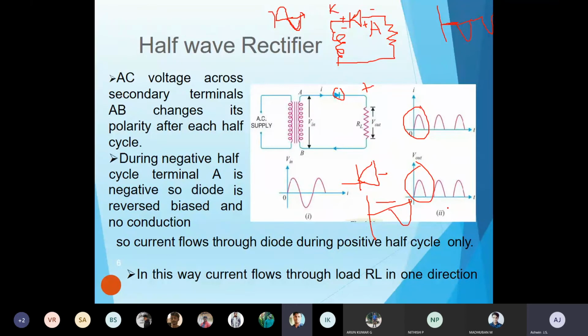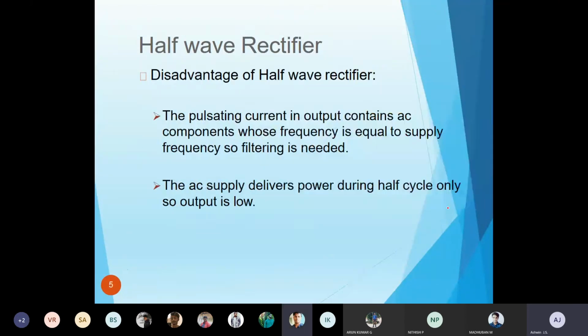So output is very low when compared to your input. So these are the drawbacks of your half-wave rectifier. Okay. And now we will see the filter operation. If I connect the capacitor, what will happen?